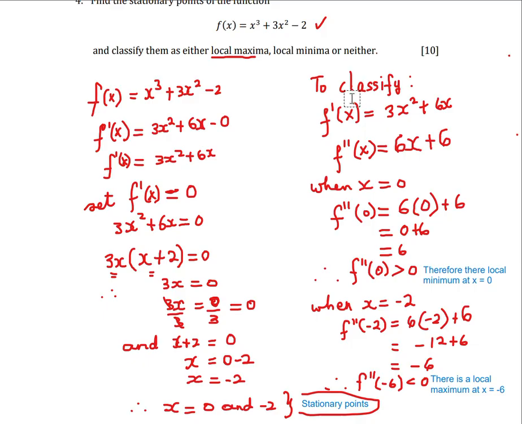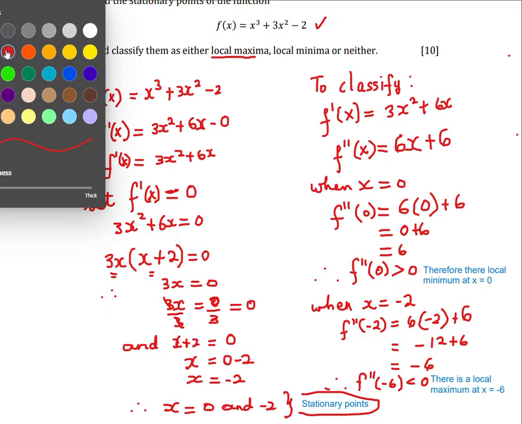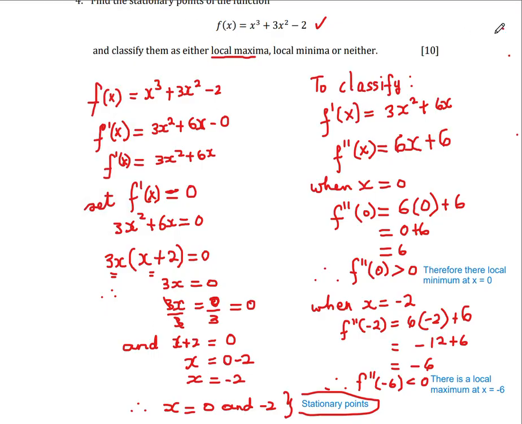And that is how we find stationary points from a polynomial and then subsequently classify them as either local maximum or local minimum points. And I hope you found this lesson to be very useful in finding stationary points of a function and also classifying them as local maxima and local minima.